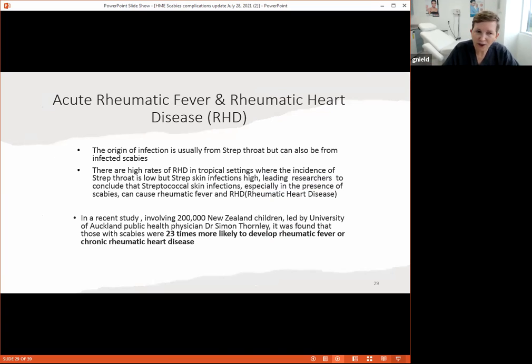So the origin of infection is usually from strep throat, but can also be seen from infected scabies. The reason I'm bringing this up is because a number of years ago, microbiologists were certain that rheumatic fever could only be caused from strep throat, but that alone has been disproven, and it can also come from infections of the skin. So we do know it can come from infected scabies.